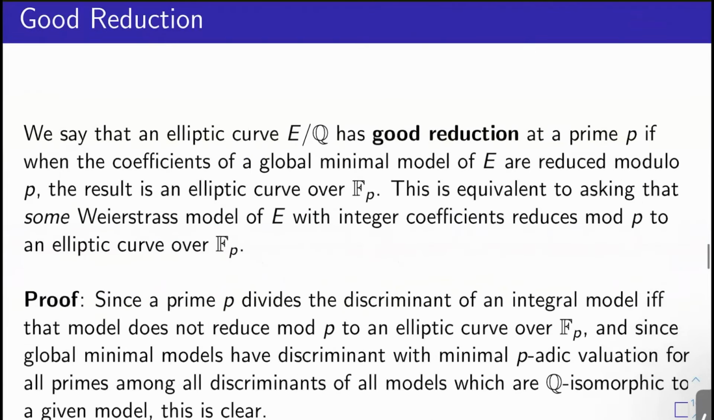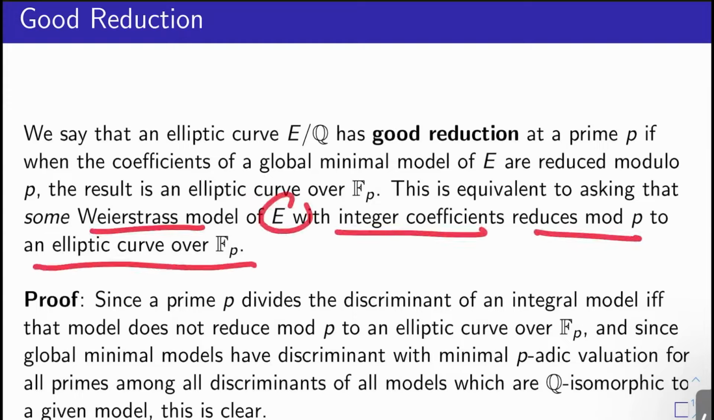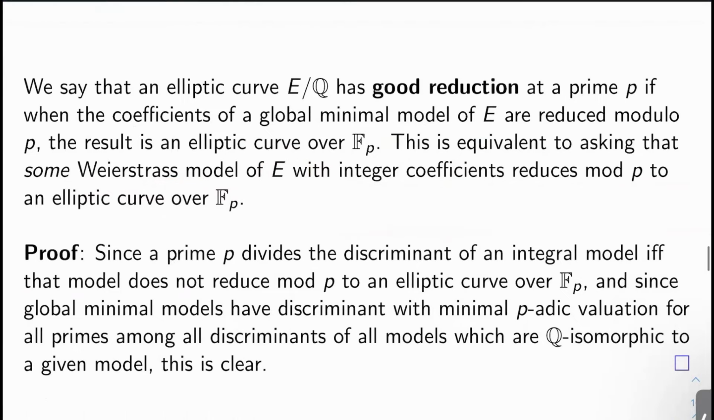Okay, how about reduction? We say that an elliptic curve E over Q has good reduction at a prime P if when the coefficients of a global minimal model of E are reduced modulo P, the result is an elliptic curve over FP. So you reduce the global minimal model, you get another elliptic curve. This is equivalent actually to asking that some Weierstrass model of E with integer coefficients reduces mod P to an elliptic curve over FP. And the proof is easy.